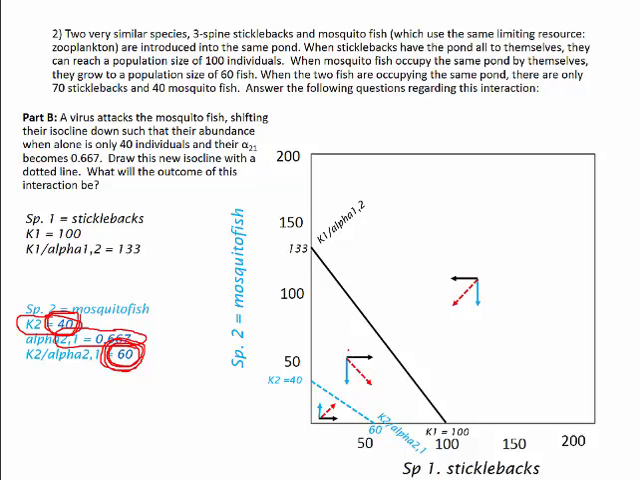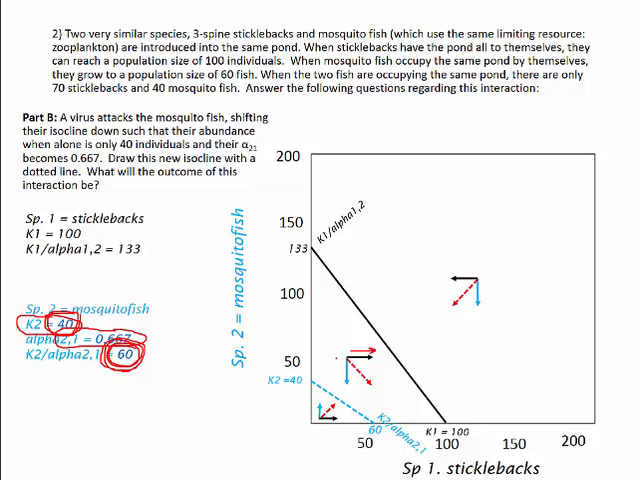So the black arrow here represents the population growth for species 1. We're in positive growth territory for species 1 because we are below the isocline. So the arrow is over and to the right. I'm going to draw another arrow there just to emphasize. Positive growth for species number 1. But we are in negative growth territory for the mosquito fish, species 2.